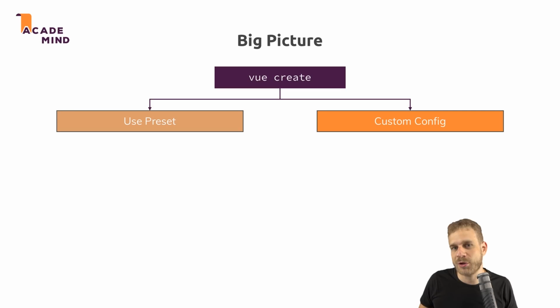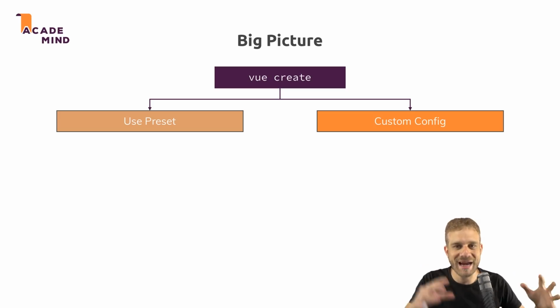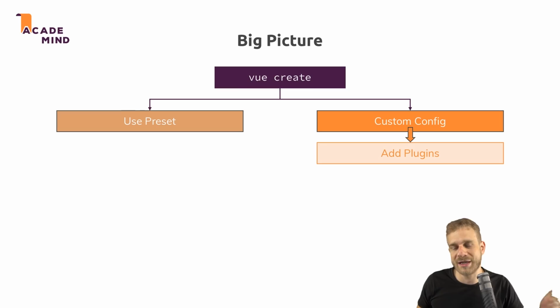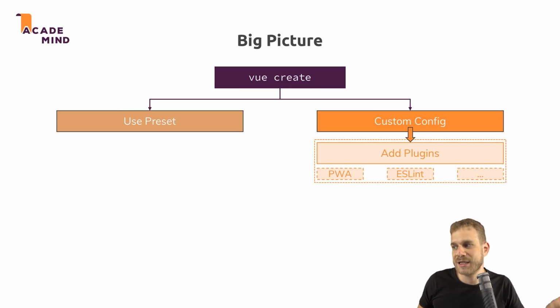If you choose custom config, you can choose from a set of different plugins you can add to your CLI project. Because the new Vue CLI is heavily plugin driven. You can add your own plugins even, you can write your own plugins and distribute them, and you can add functionalities to a Vue CLI project by adding plugins. And some choices are presented to you when installing or when creating a new project. You can add plugins like linting, progressive web app support, and way more. We'll see it in action soon.